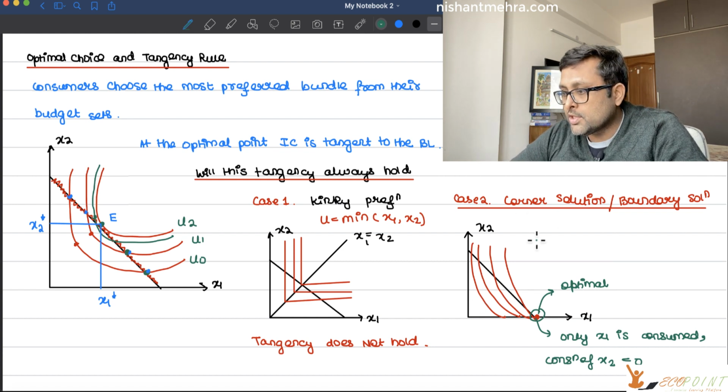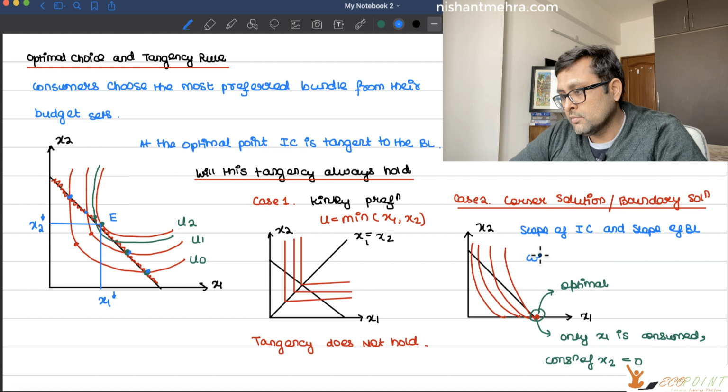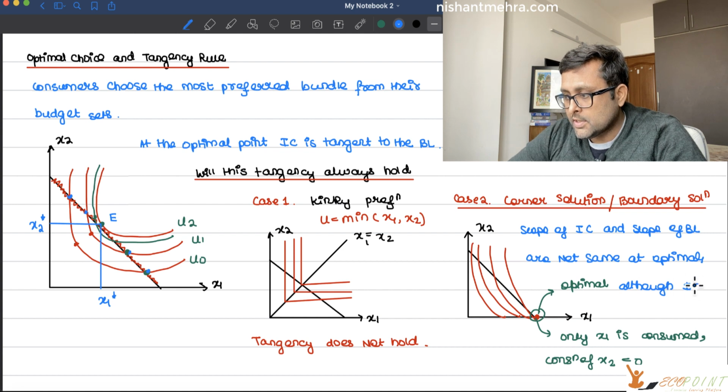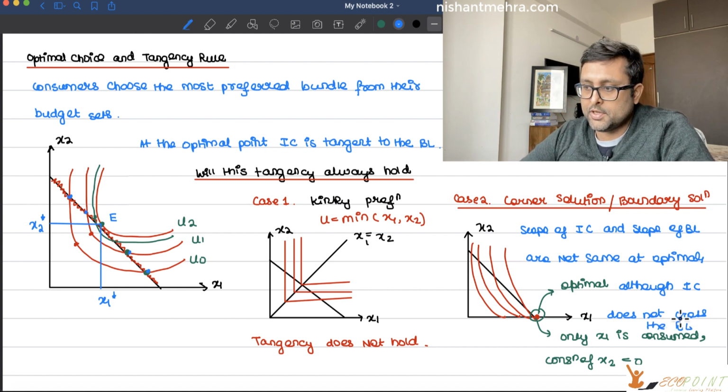So you may just write one point, that the slope of indifference curve and slope of budget line are not the same at optimal, although the indifference curve does not cross the budget line. So these are the two cases.